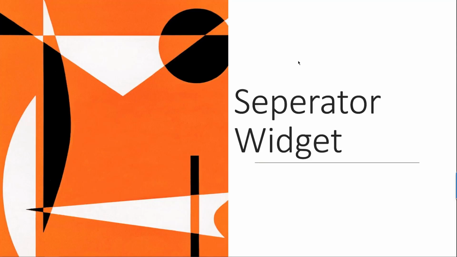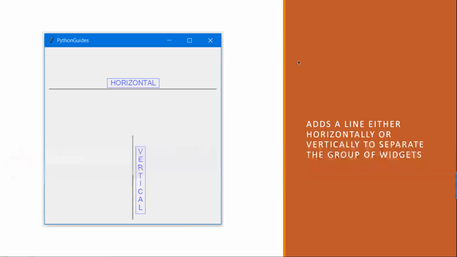In this video, we will talk about the separator widget in Python Tkinter. Separators are horizontal or vertical lines created to strike a separation between widgets or a group of widgets. It contributes to the improvement of a GUI application. In the image, you can see that these are the horizontal separators and these are the vertical separators. So let's go ahead and learn how we can use the separator widget in Python Tkinter.